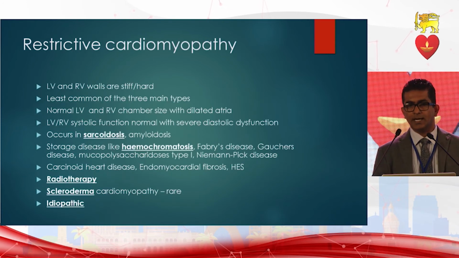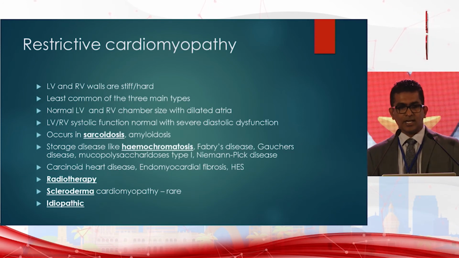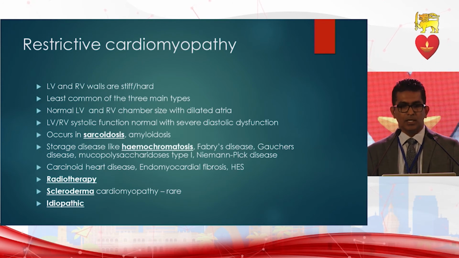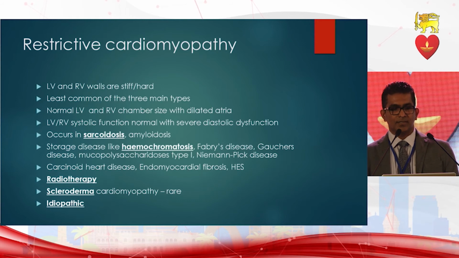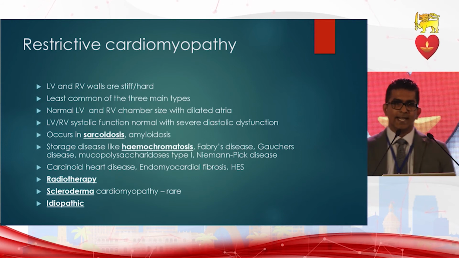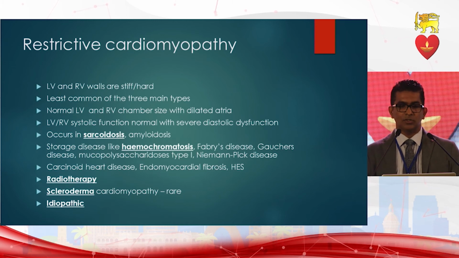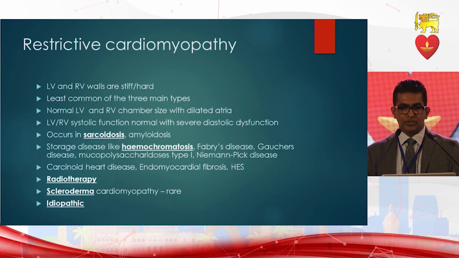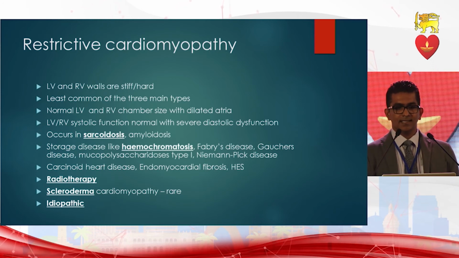So the third type, which is the rarest type, is called restrictive cardiomyopathy. The hallmark is they have very hard or stiff left ventricle and right ventricle. And usually the chambers are normal because the ventricles are so stiff they can't dilate. But the atrial walls are normal, so they dilate. So they have biatrial dilatation with normal LV and RV dimensions. So they have severe diastolic dysfunction.